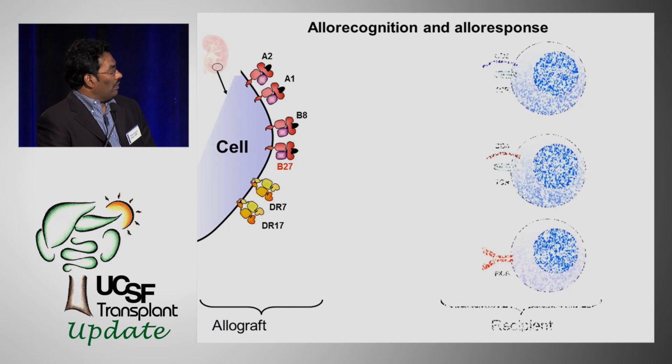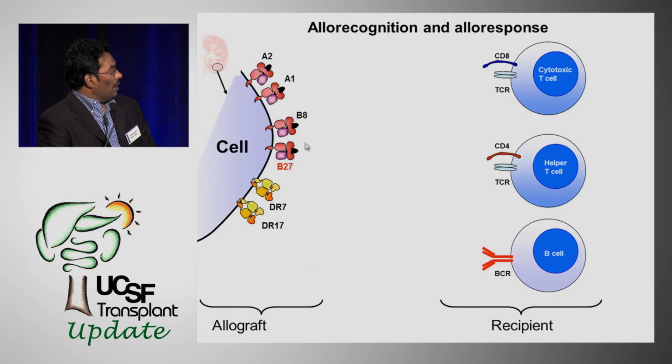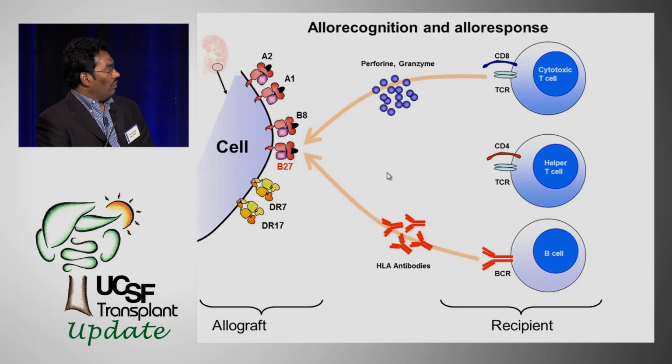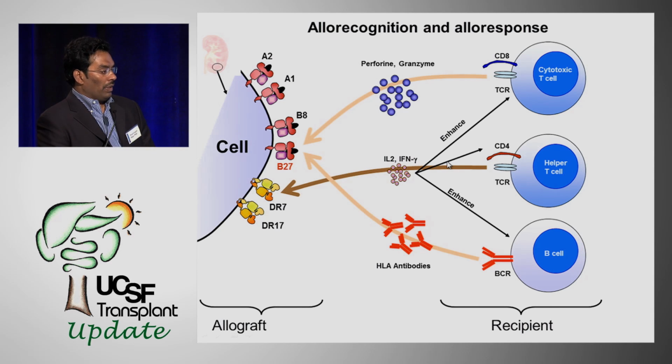But if there is a difference, for example this molecule, the HLA-B27, is different in the donor, then all the immune cells will be targeting here. The CD8 T cells will recognize it and trigger cytolytic activity. The B cells will recognize this difference and trigger antibody production. And the CD4 T cells, if there are additional class 2 mismatches, recognize them and trigger growth factors for the T cells as well as the B cells. So you will enhance all the immune responses against all the mismatched HLA antigens.